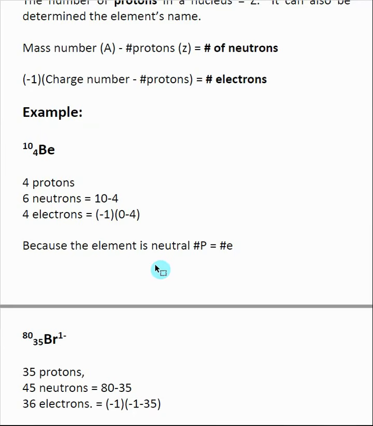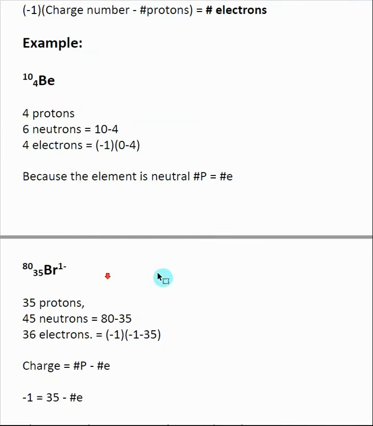So for this element, because it is neutral, we can take a shortcut: because it's neutral, the number of protons must equal the number of electrons. We've already determined that the number of protons is equal to 4. Because it's neutral, this also must equal the number of electrons. The number of electrons we have is 4.